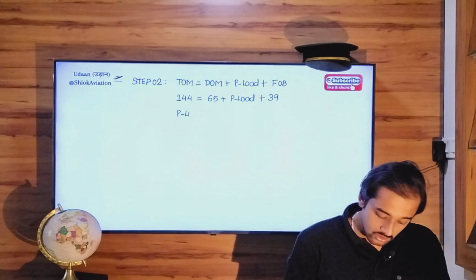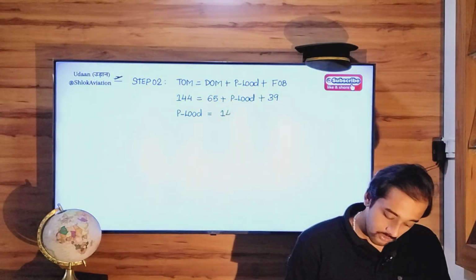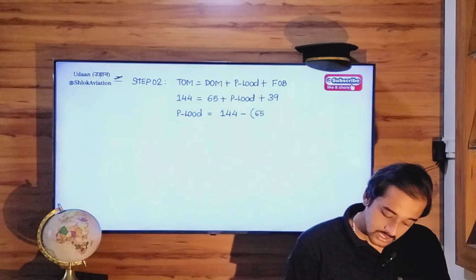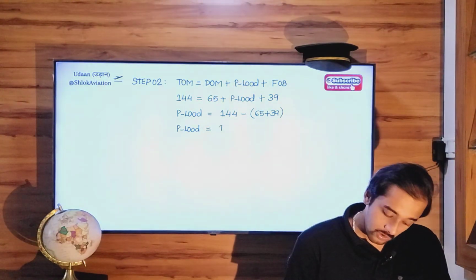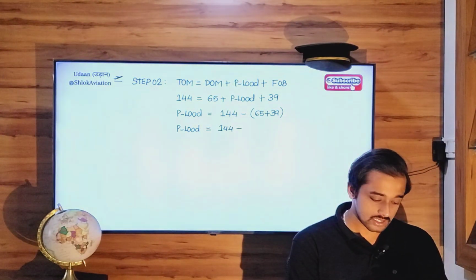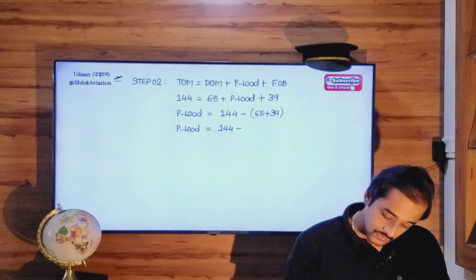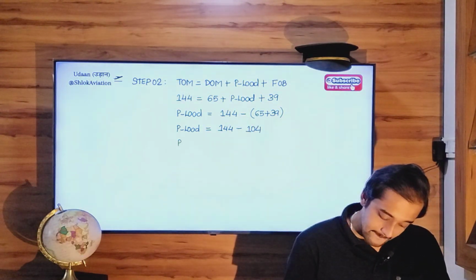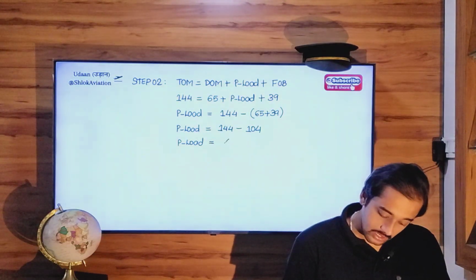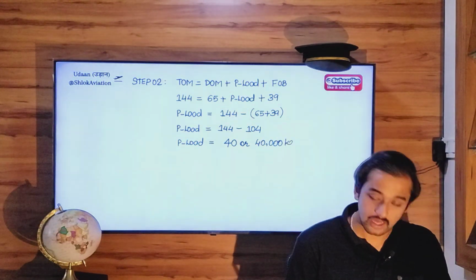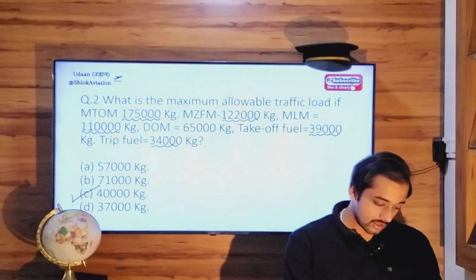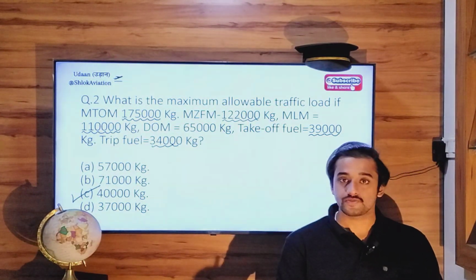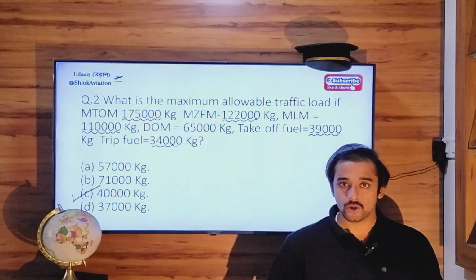So payload equals 144 minus 65 plus 39. 144 minus 65 plus 39 is 40, or 40,000 kg. Okay, so this is your answer. So the correct answer is option Charlie, 40,000 kg. So this is how you do the sum. Let's go to question number 3.